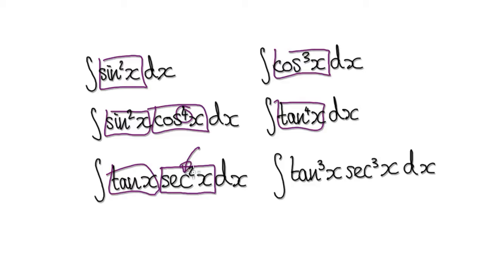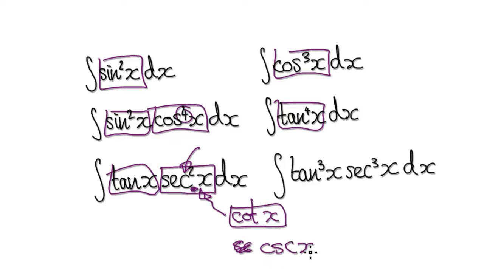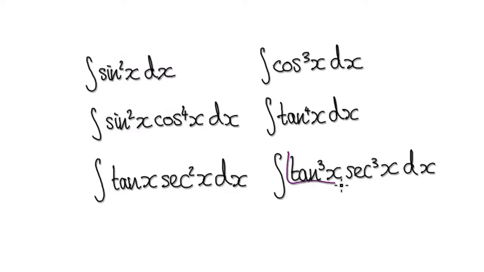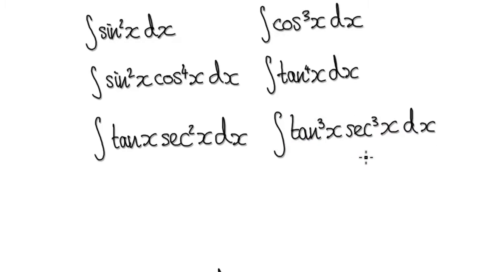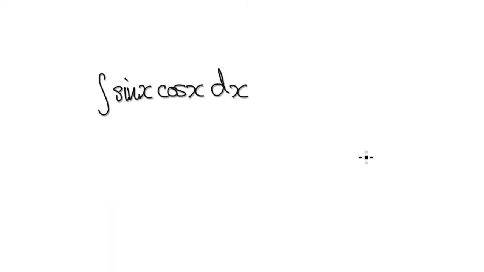Now if you don't know this, I will explain this in the future, but similar to this, you will have cotangent of x, and you have cosecant of x. Well, I will explain these in the future, okay? And then we will try and integrate something like this as well. But to start off with, let me show you something simple like this one here.